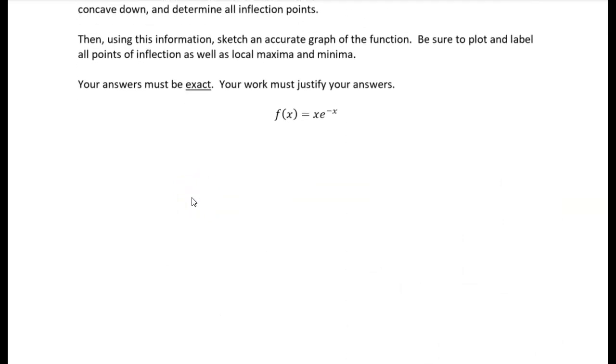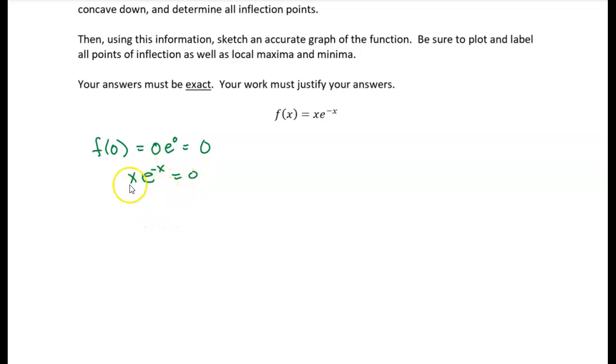Now, the y-intercept occurs when x is equal to 0, and the x-intercept occurs when y is equal to 0. So let's start there. That's easy enough. If we want to know the y-intercept, we need to find f of 0. I'm just going to plug in 0 and see what that gives us. If I plug in 0, it becomes 0 times e to the 0, which is just 0. And the x-intercept occurs when y is equal to 0, so I can just set x e to the minus x equal to 0.